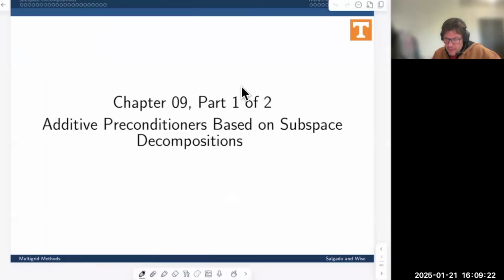So again, we're in Chapter 9. There's two parts to this slide deck. We're going to go through Part 1. Again, that's something we've already done, but I'm going to go through it rather rapidly so that we can do something of a review of that.